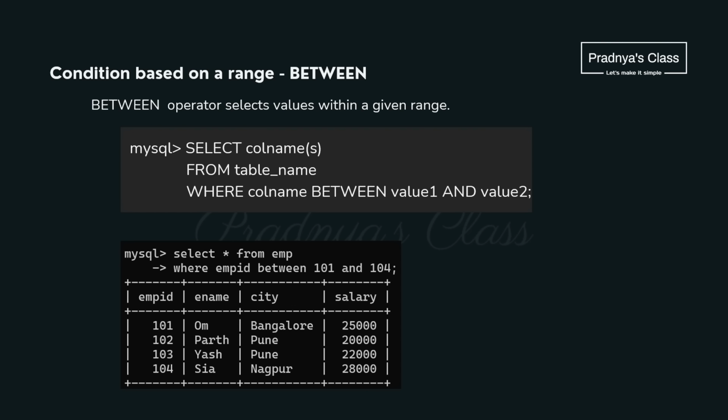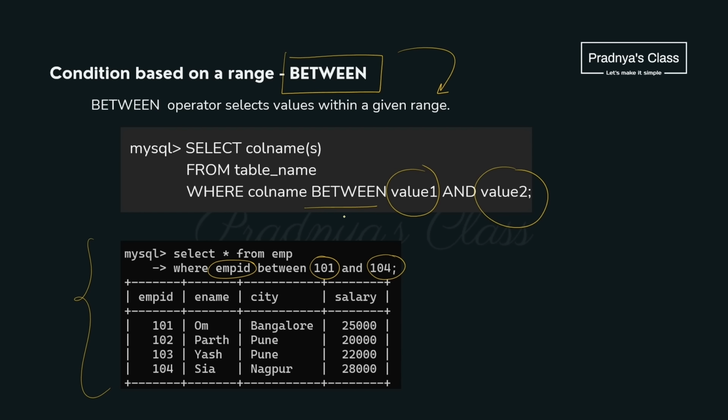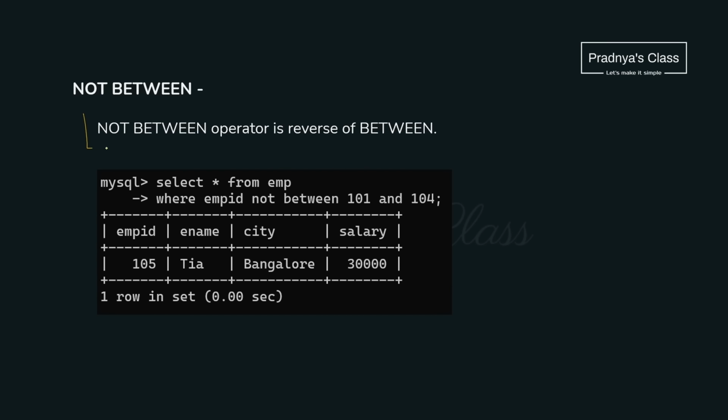There are some more operators which we can use with the select command. One of them is between. It is used for giving the range between this value and this value. So look at one simple query. We need to display the records of the employee where employee ID is between 101 to 104. So we need to write between and AND operator together. It creates the range. The reverse of it is not between. It will negate the value.